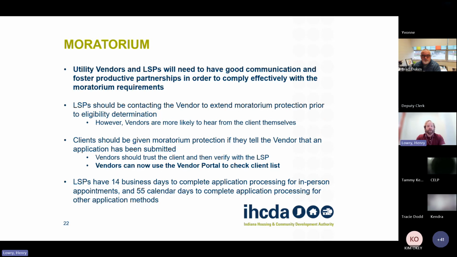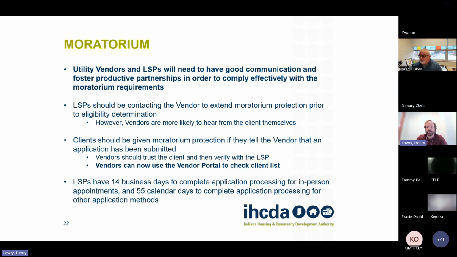Utility vendors and agencies need to have good communication to foster productive partnerships in order to comply effectively with moratorium requirements. Our agencies should be contacting the vendor to extend moratorium protection prior to eligibility determination. However, utility vendors are far more likely to hear from the client themselves. Clients should be given moratorium protection if they tell the vendor that an application has been submitted. We ask that you trust and then verify.